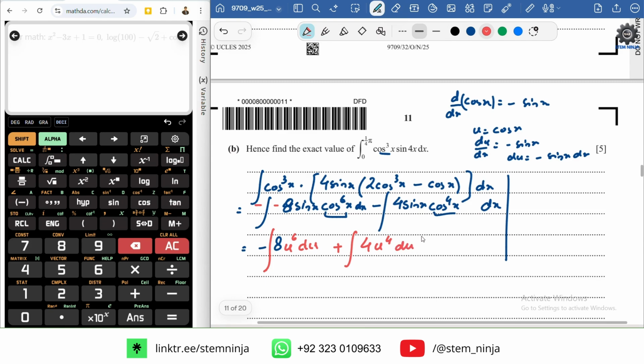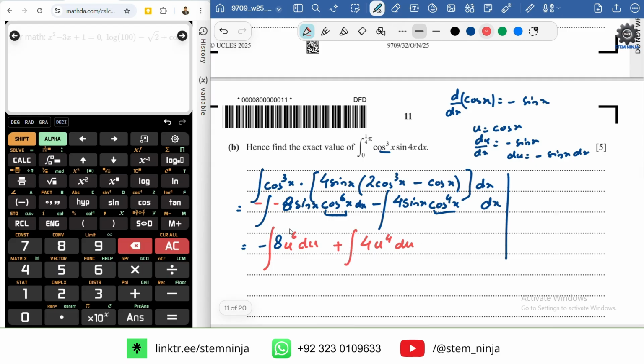Okay, now it's up to you. Basically you can keep it in the sine cos format also. So this would become minus 8 cos raised to power 7x over 7, plus 4 cos raised to power 5x over 5, in between 0 to pi by 4.